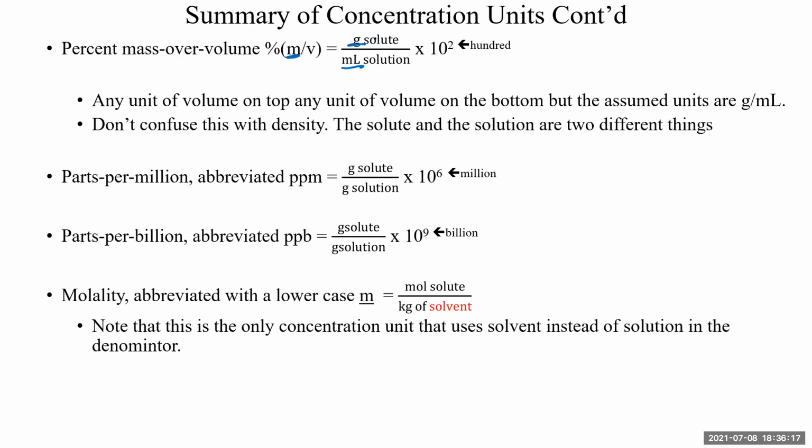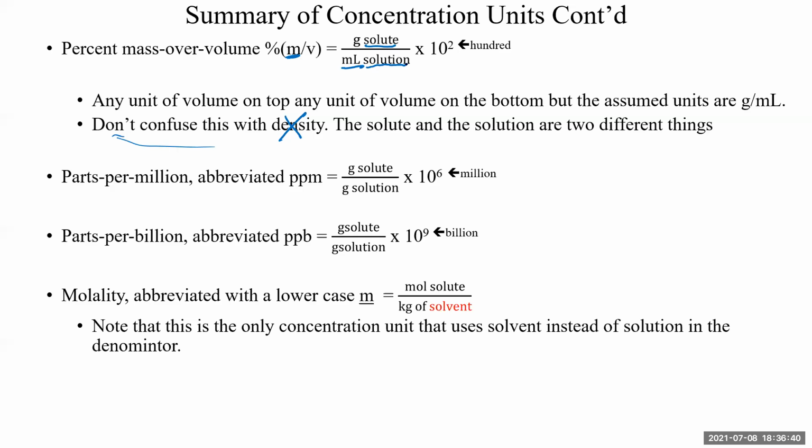Whenever you have a percent mass over volume, the presumed units, if you don't say anything, are going to be grams per milliliter. However, do not confuse this with density. This is not density. It's not grams of the substance per milliliter of substance. It's grams of solute in a mixture per milliliter of solution, which is a completely different thing.